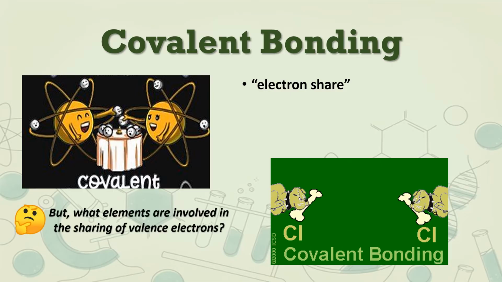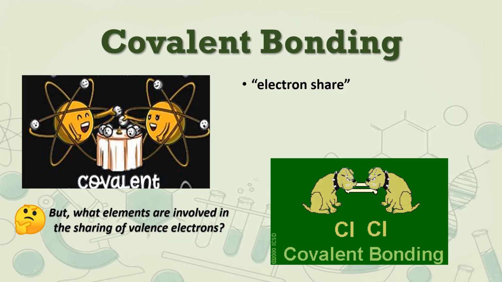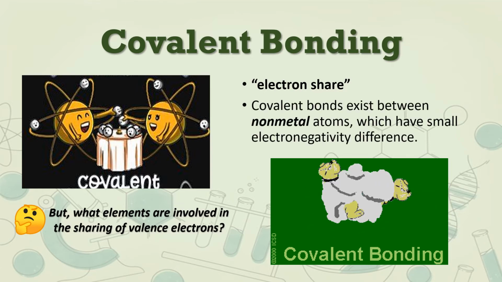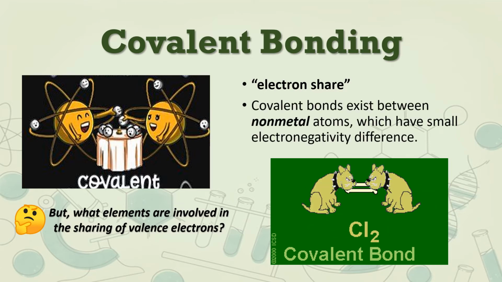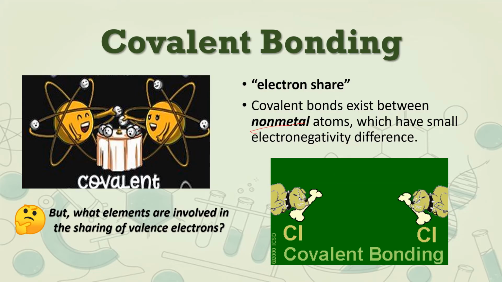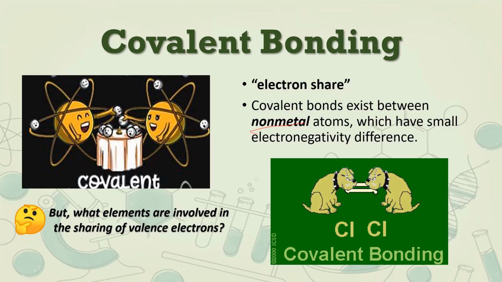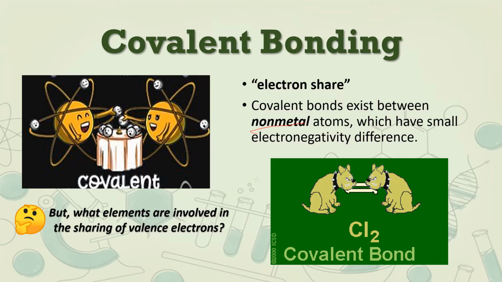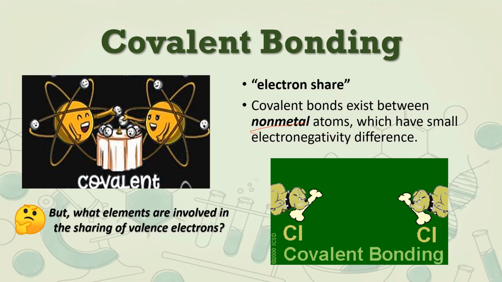But the question is, what elements are involved in the sharing of the valence electrons? So if ionic bonding a while ago involved a metal and a non-metal, covalent bonding will exist between non-metal atoms only, which have small electronegativity difference. So the electronegativity difference of ionic bonding a while back is equal to 1.7 or more. But for covalent bonding, the electronegativity difference is below that 1.7.